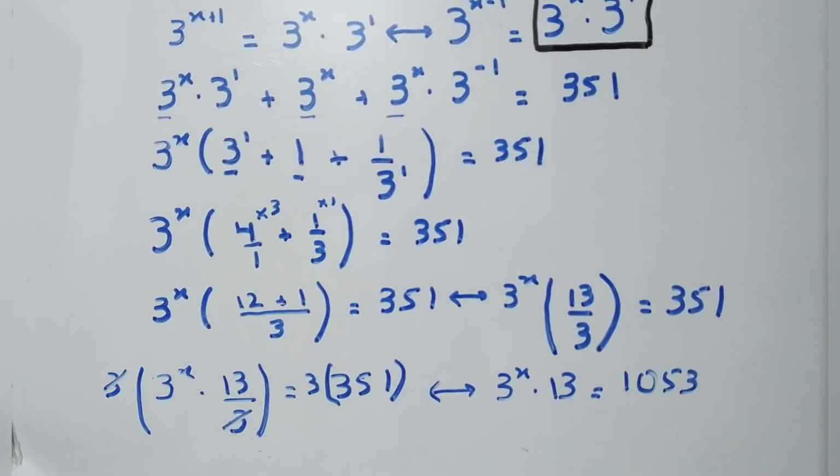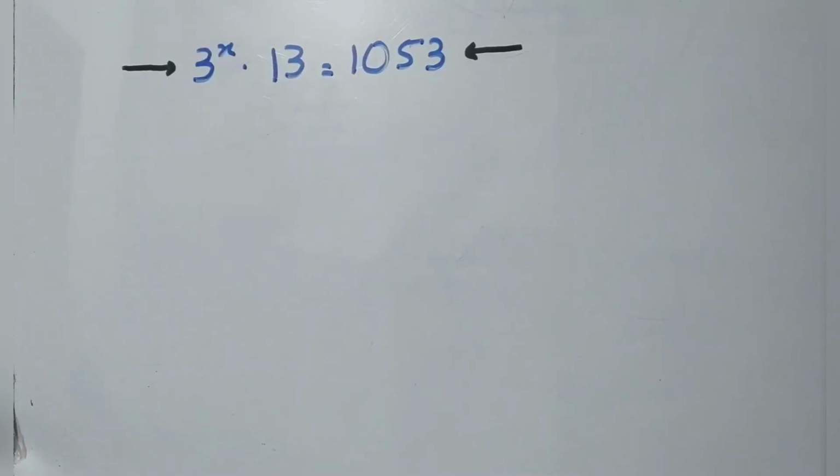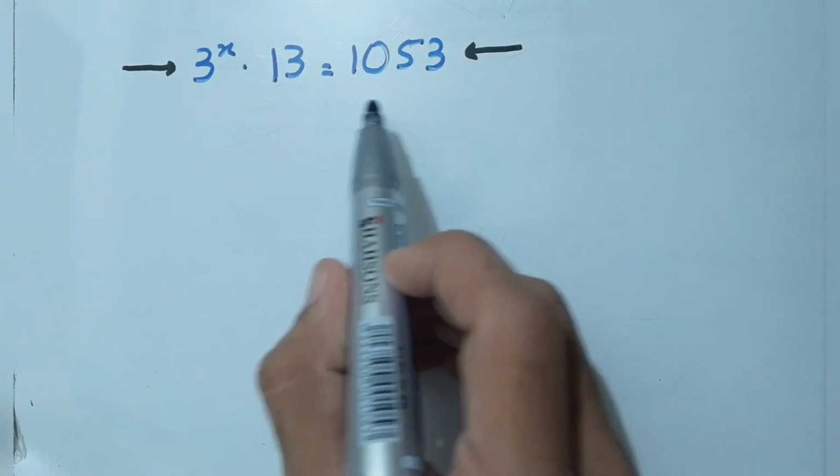Now this step ensures that we are working with only whole numbers, which makes this calculation much cleaner. We're just one step closer to the solution, so stick with me. Let me just erase the board and come back to you with a clean board so that everything is much clearer. And now the board is clean. I have written down the latest equation: 3 raised to power of x multiplied by 13 is equal to 1053.